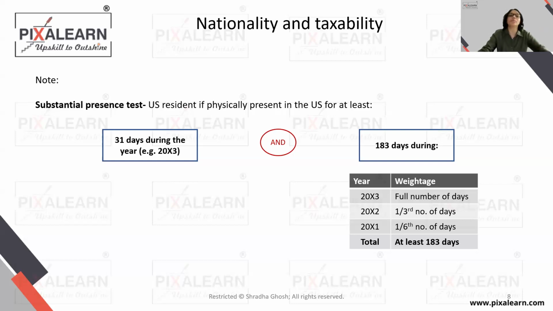But we have a weightage of the number of days which goes down as time gets older. So in the current year, you count 1 day as 1 day. In the last year, you count 1/3 of a day for each day. And in the year before that, you count 1/6 of a day for each day. And if you add all of that up, you've got to be spending at least 183 days in the US if you want to qualify for the substantial presence test. So, three hierarchies: citizen, resident alien, non resident alien. Citizens and resident aliens are taxed on worldwide income, but non resident aliens only on US income. So, this was the first concept that we did.